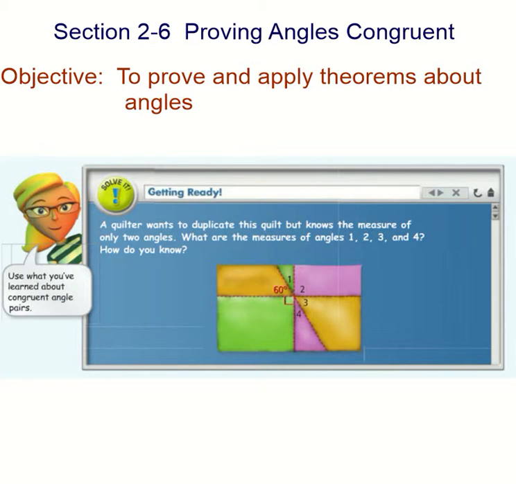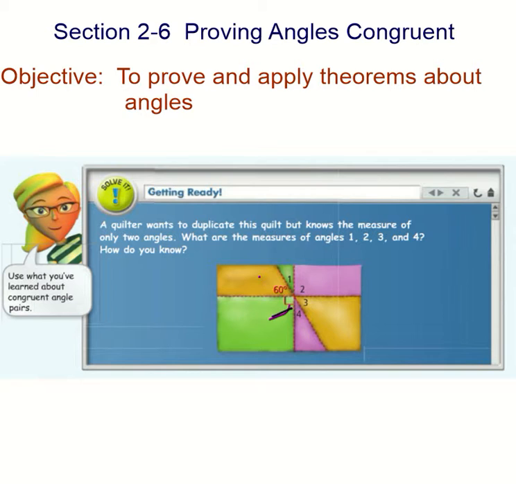For our first problem, we have a quilter who wants to duplicate a quilt that she saw, but she knows only the measure of two angles. You can see those two angles that she knows. She's got a right angle measurement here, and she has this one labeled as 60 degrees. She wants to figure out the measures of angles 1, 2, 3, and 4.